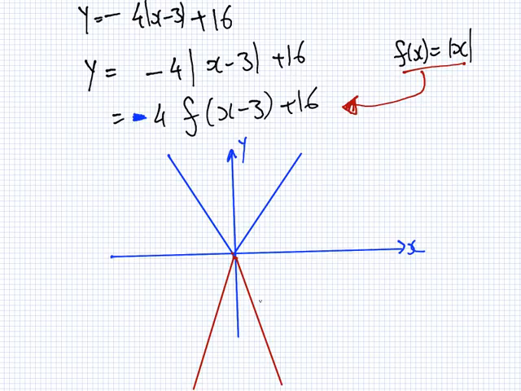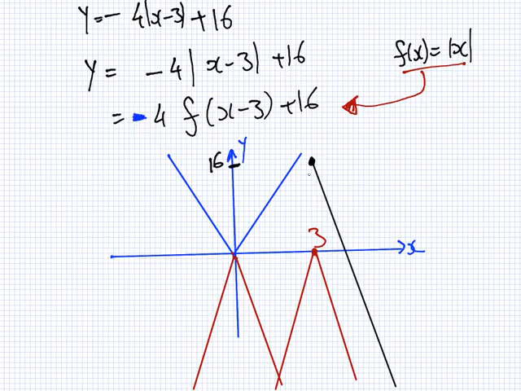And what does the minus 3 do? Move it to the right. How much? 3. So it's over here now. And then what does the plus 16 do? Move it up 16. So at 16, this gets moved up. So in black, this is what I should get.